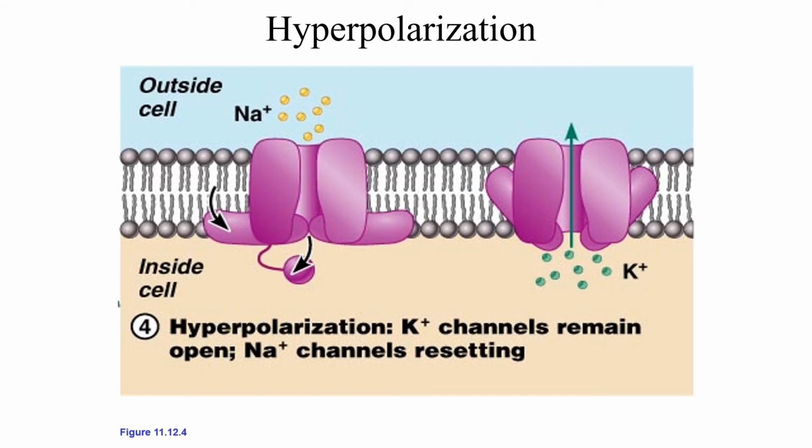All right, so of course, if you have too many potassiums exit out, you will go further than -70, maybe -90, maybe -110. And what this means is you're too far from threshold, which is -55, right, in order to reach threshold once again, or action potential. So hyperpolarization means that this cell is unable to perform another action potential. Not quite yet.